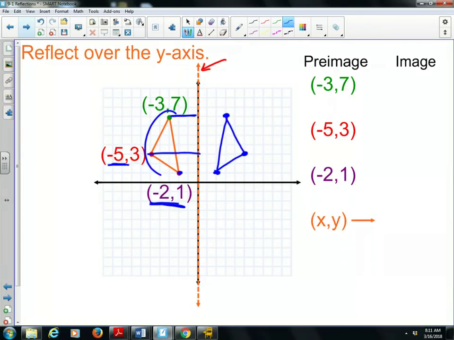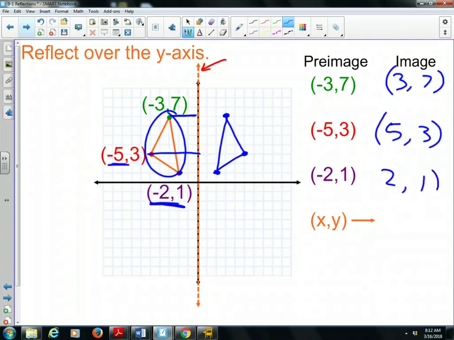We call this triangle the pre-image. It's where we started. The image, that is like the reflection, that's where we end up. So we end up, instead of left 3 up 7, we go right 3 up 7. That's where our image is. And so now this -5 up 3, we end up at right 5 up 3. And when we went left 2 up 1, when we reflected over the y-axis, we ended up at right 2 up 1.